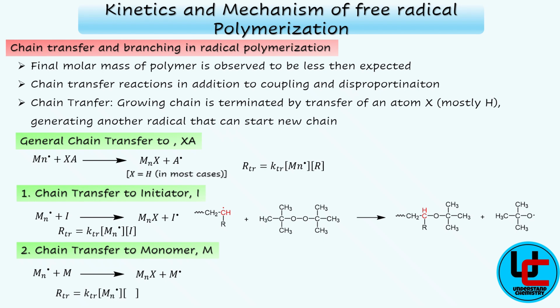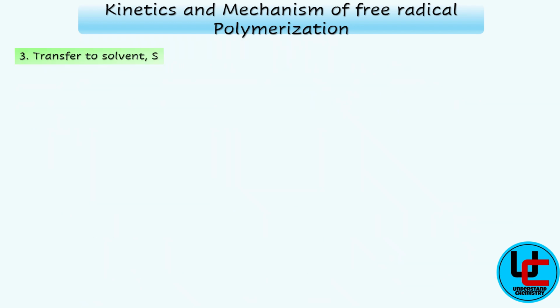In this reaction, a proton is transferred from the monomer to the growing radical to terminate it, resulting in one free radical for further reaction. The same is the case for chain transfer to a solvent like toluene.